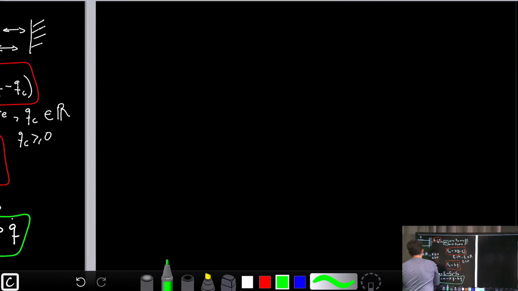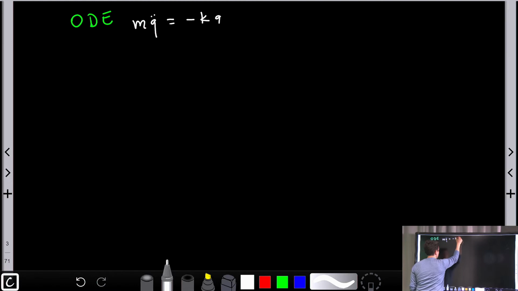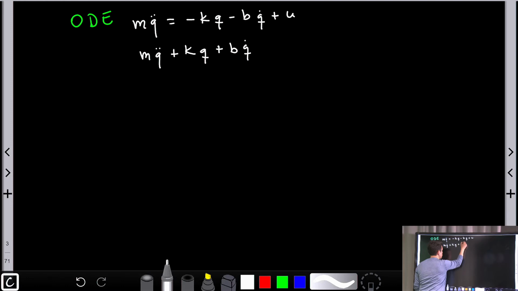So let's bring back the ordinary differential equation, the one we just found. This ordinary differential equation, of course, is the mass times acceleration equal to minus k q minus b q dot plus u. We can rewrite it. We can say that the mass times the acceleration plus kq plus bq dot is equal to the input force. This exerted force against the mass. What else can we say?